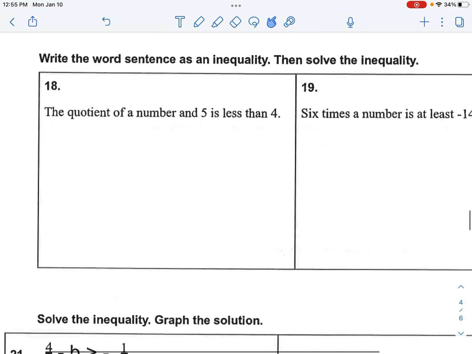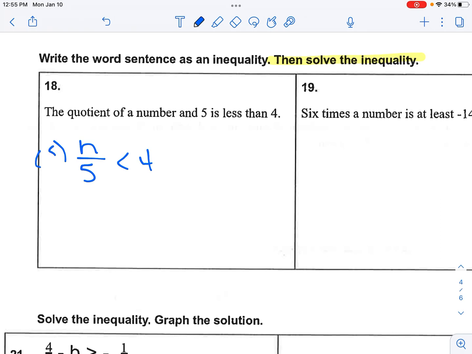Write the word sentence as an inequality, then solve the inequality. The quotient means division. The quotient of a number and 5 is less than 4. Then solve. The opposite of dividing by 5 is multiplying by 5.